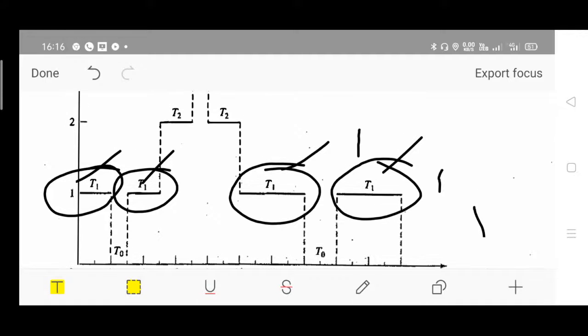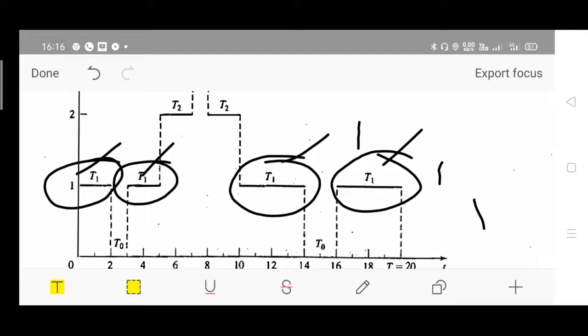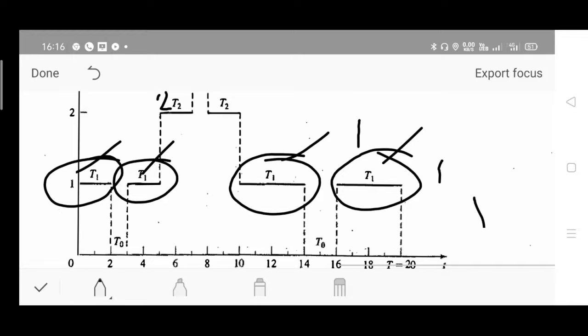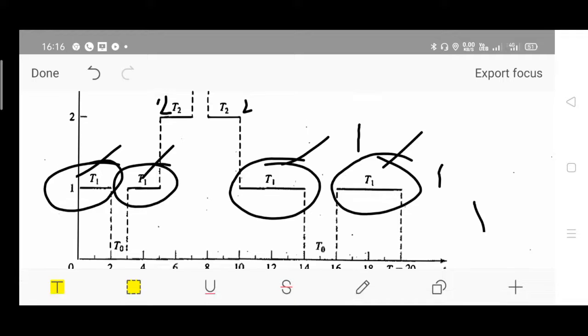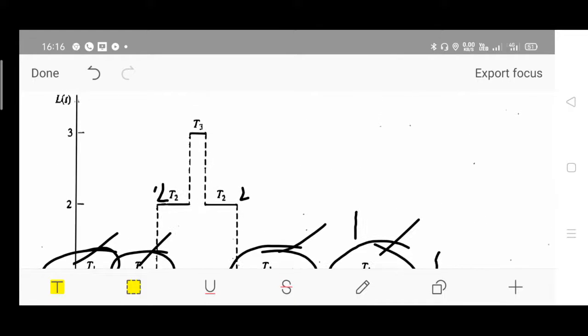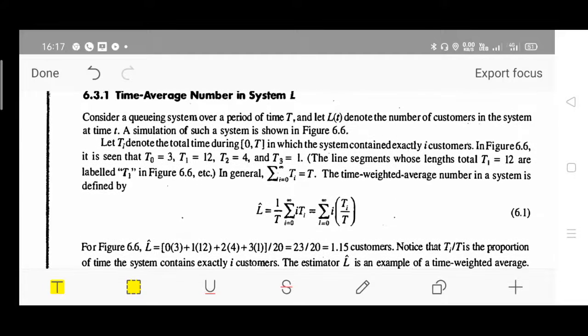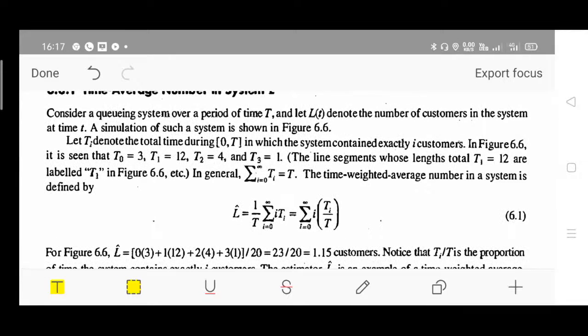Similarly, you can observe T2. T2 is what? Carefully observe. In between 5 and 7 it is there. Here the duration is 2 plus 2, 4. Isn't it? 4. And what is T3? T3 is 1 as per the diagram. Right?